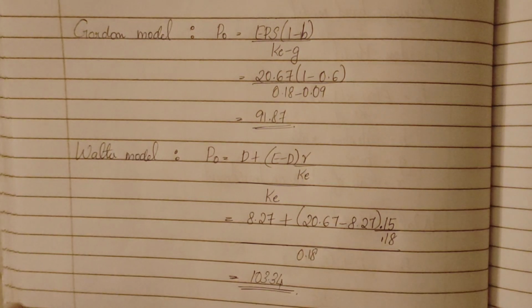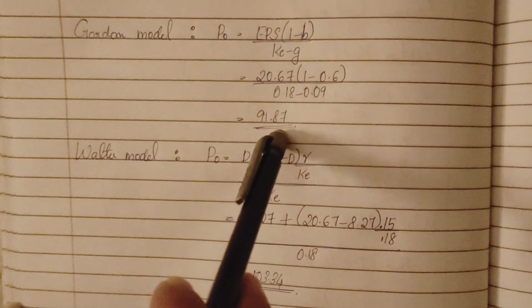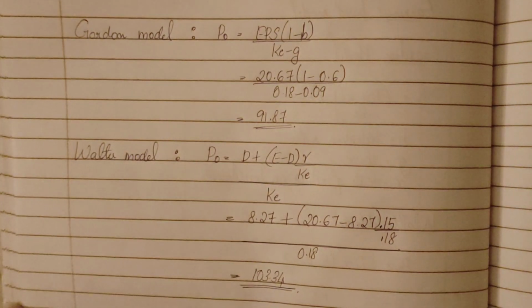So the market price as per Gordon's model is 91.87 and Walter's model is 103.34.